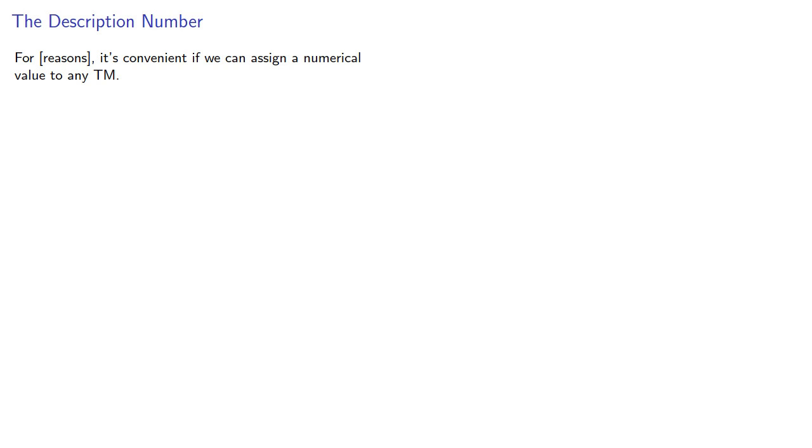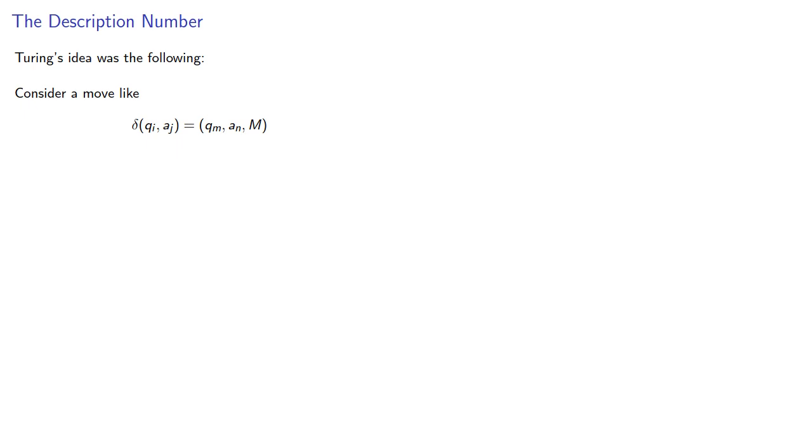Now, for reasons, it will be convenient if we can assign a numerical value to any Turing machine. But how could we do that? Turing's original paper introduced the idea of a description number. His idea was the following. Consider a move like this. We can describe this move as where we have our starting state, we have our symbol read, we have the output symbol, we have the move, and then we have the new state.